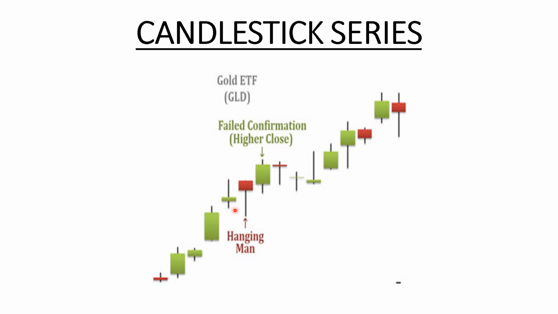So remember, whenever a hanging man or hammer is formed, the color does not matter. It should have a long lower wick and a very small upper wick, and it should have a decent body on the top. So these are generally used to trade the reversals.